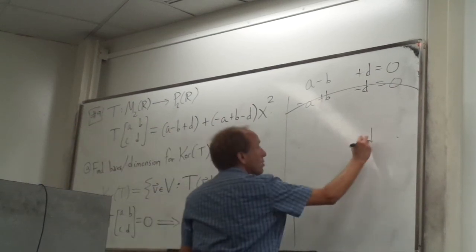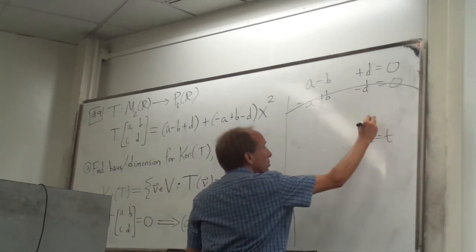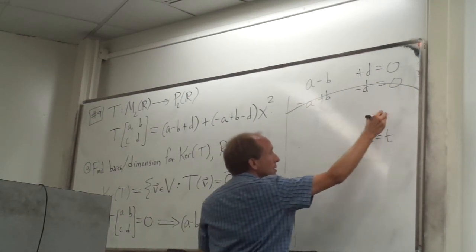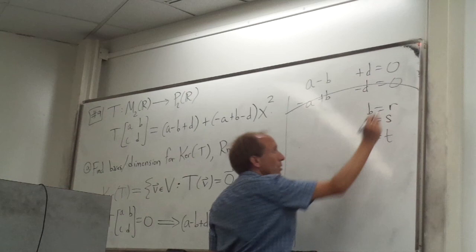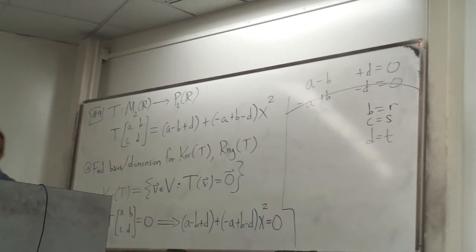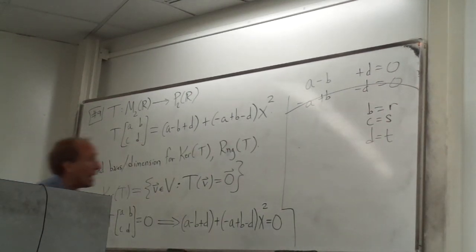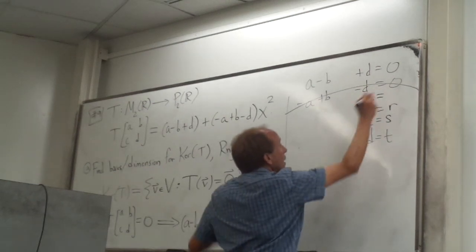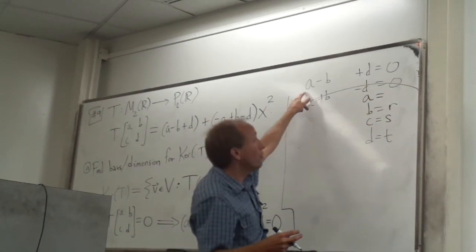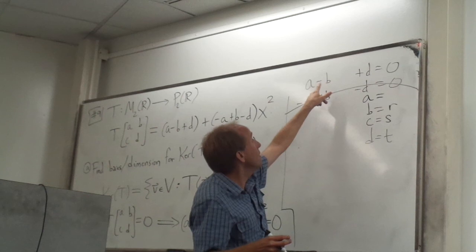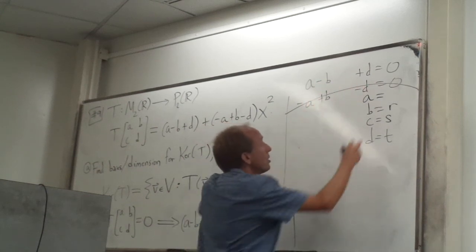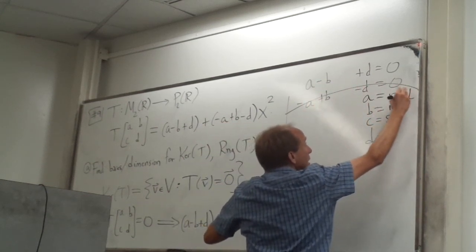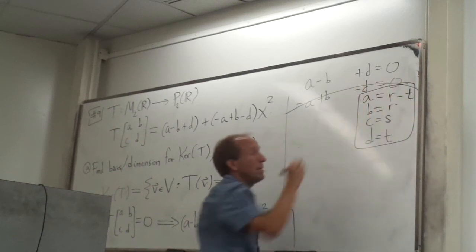So I'm going to just set those up, just because I like to switch my variables. So I'm going to let D equal T, C equal S, and B equal R. So R, S, and T are going to be my free variables. And then A is not free. I'm going to solve for it from the first equation, which is going to give me B minus D, which has turned into R minus T. So this is the A, B, C, and D.